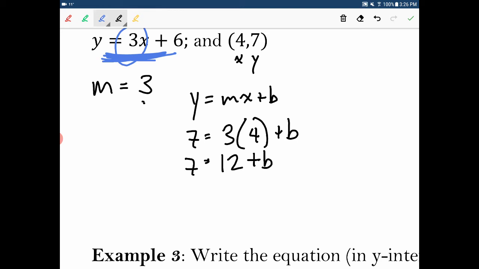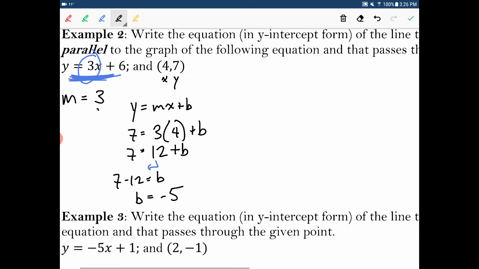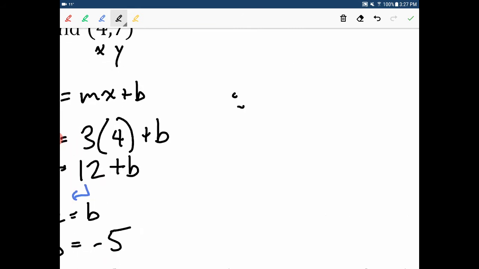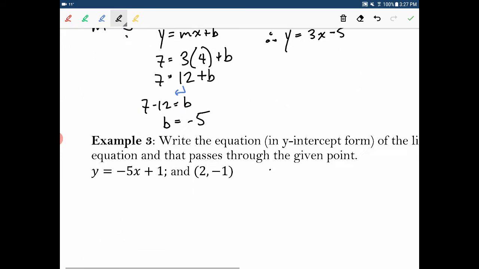Right? Move the 12 to the other side. So we get 7 minus 12 is equal to b, which just gives us b is equal to, and 7 minus 12 is negative 5. All right? So we can then say, therefore, y is equal to, and we look over at our old slope, which was 3, x, and then we have a b value of negative 5, so we write minus 5. And that's it.